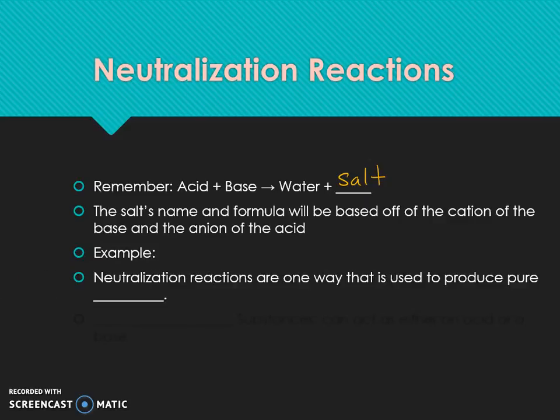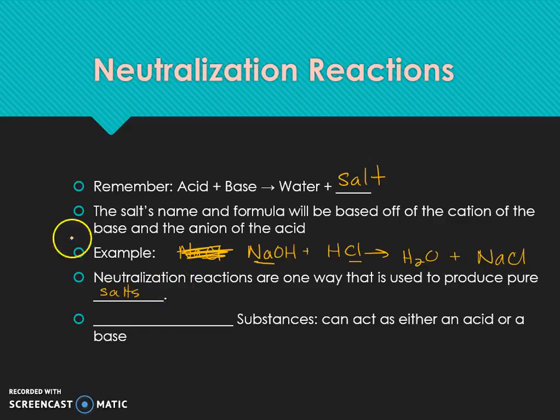An example of that would be a neutralization reaction. We need a base, NaOH, and we need an acid, HCl. We're always going to form water, and then the salt would be from the cation of the base and the anion of the acid, so NaCl. A neutralization reaction is one way that we use to produce pure salts.